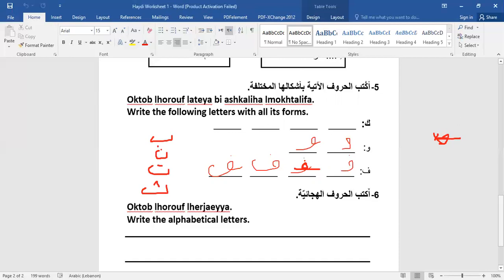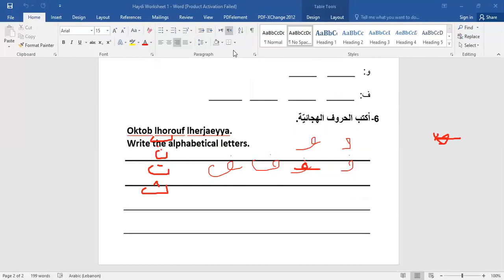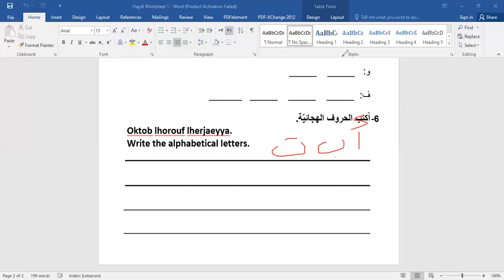Try any alphabetical letters you know and tell me what's the name of each. Yalla. Okay. This is an important question. Ba. Great. Ta. Ha. Then we have fa. Ra. Ra, banana shape, like this.